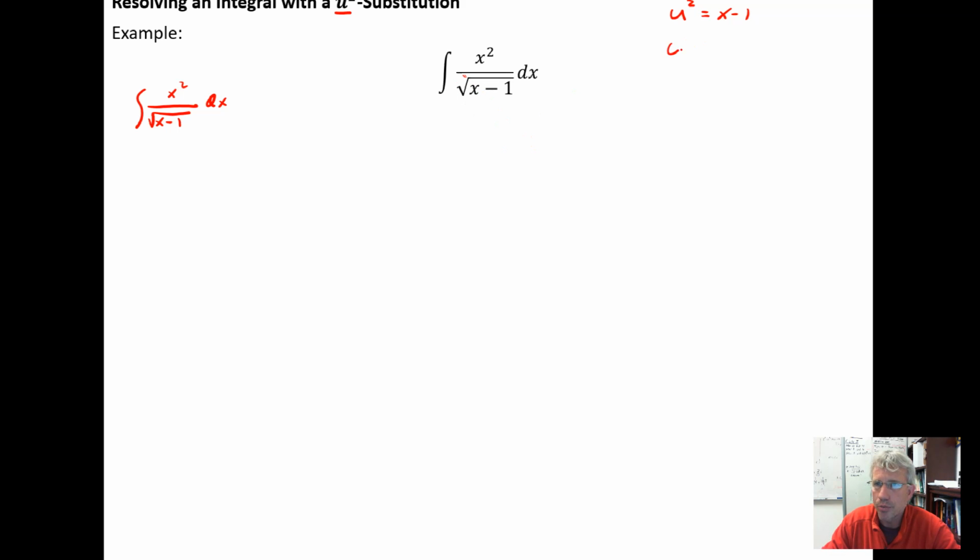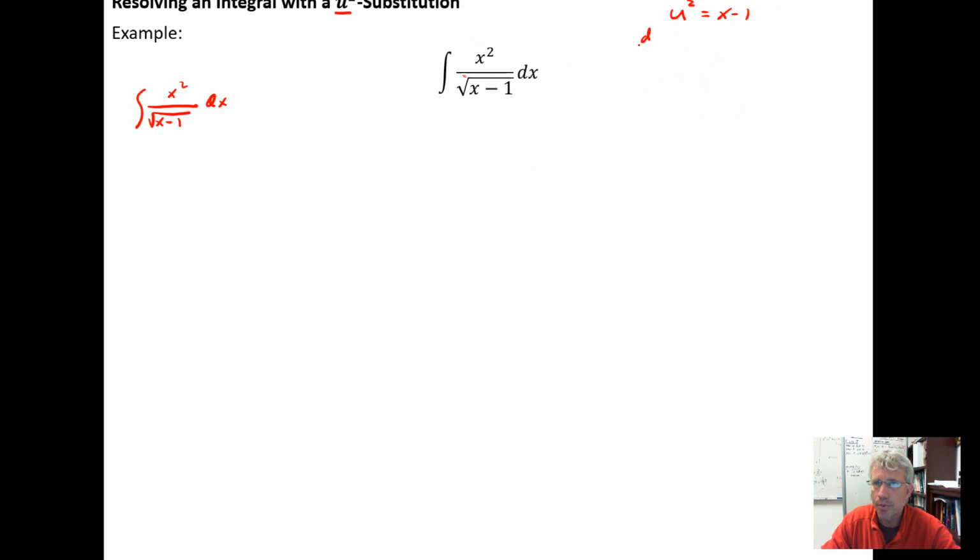So there's a nice simplification that happens here. If we did u equals x minus 1, we would wind up getting the square root of u, and we'd have to work with the u to the 1/2 in the denominator. So the idea is if we do the substitution u squared equals x minus 1, you get the square root of u squared, and you wind up getting to work with a linear u in the denominator, which is going to be very convenient.